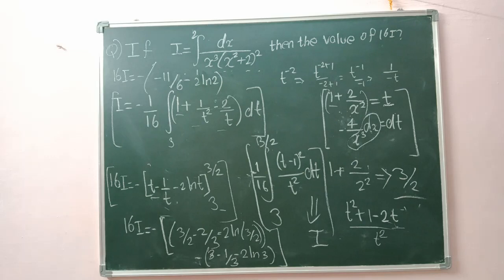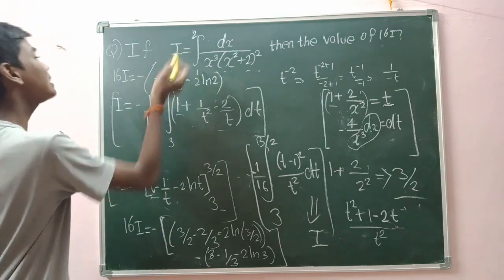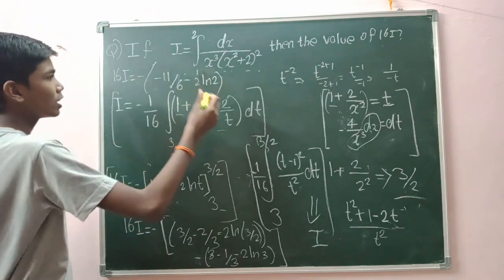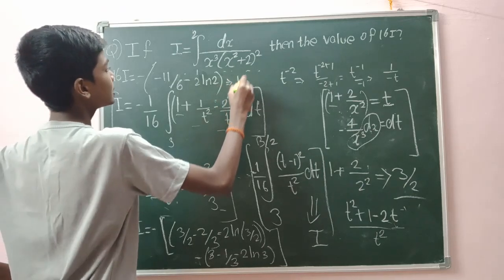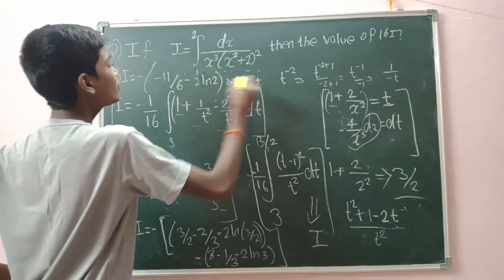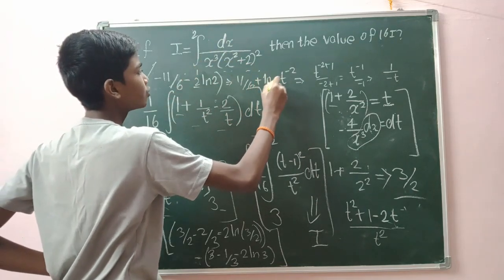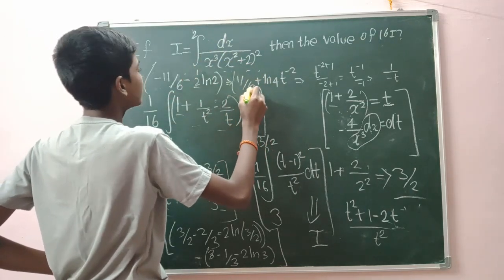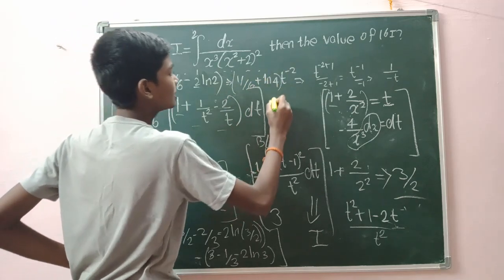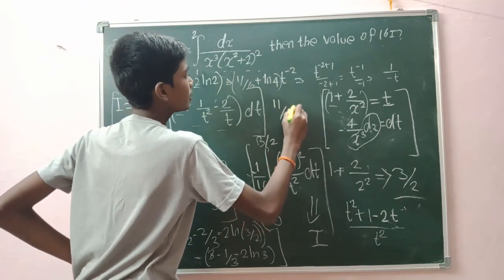And now 16I is equal to minus of minus 11 by 6 minus 2 in terms of ln of 2. This will be 11 by 6 plus 2 times ln of 2. The 2 can be taken to the power, therefore it will be ln of 2 square, that is 4. So therefore this is the answer for the question. The answer is 11 by 6 plus ln of 4.